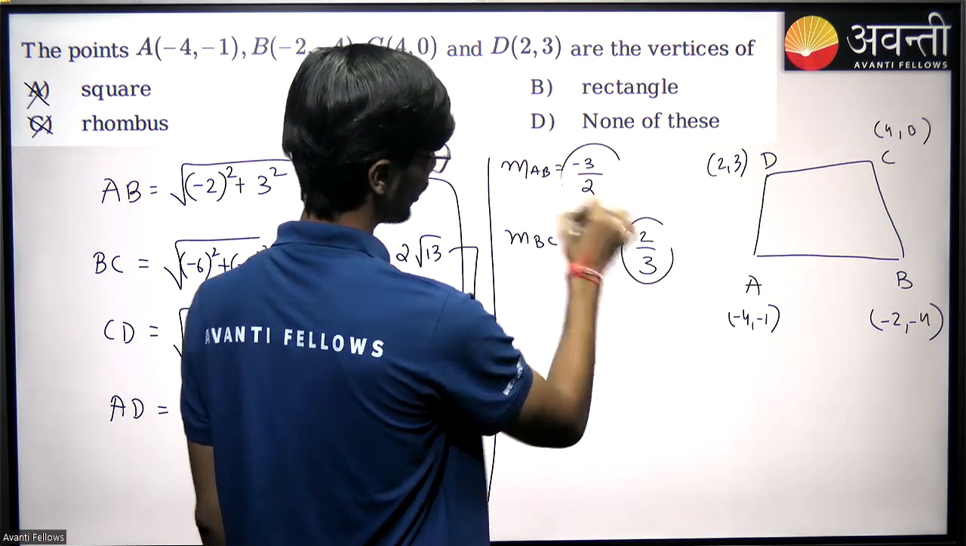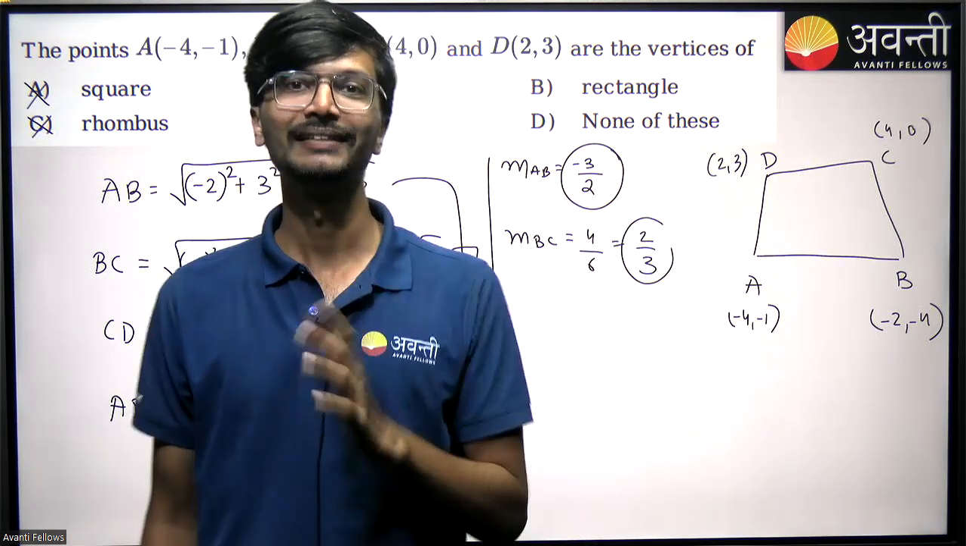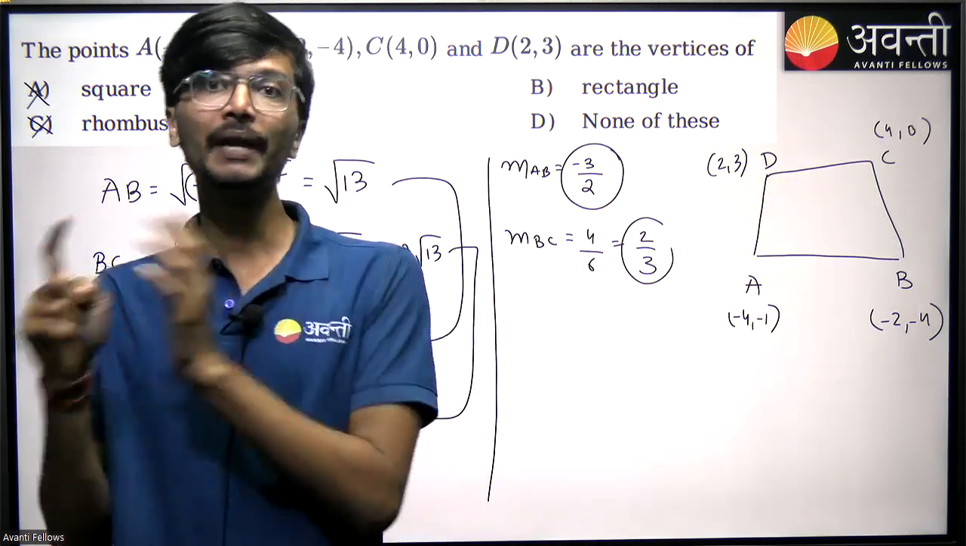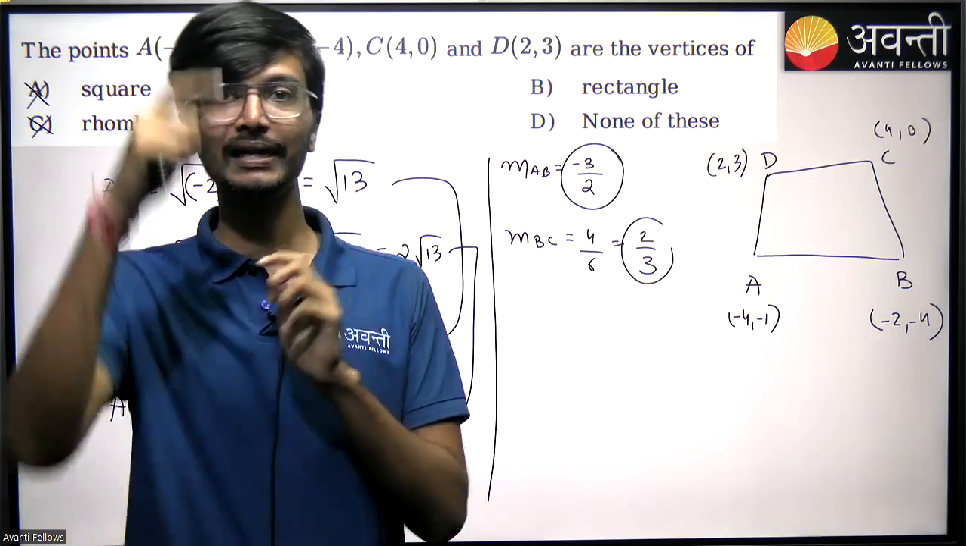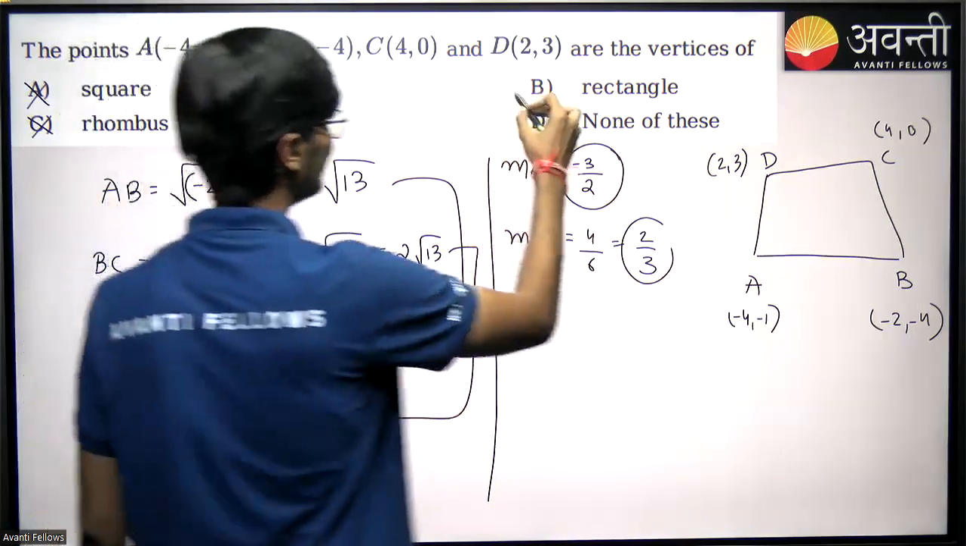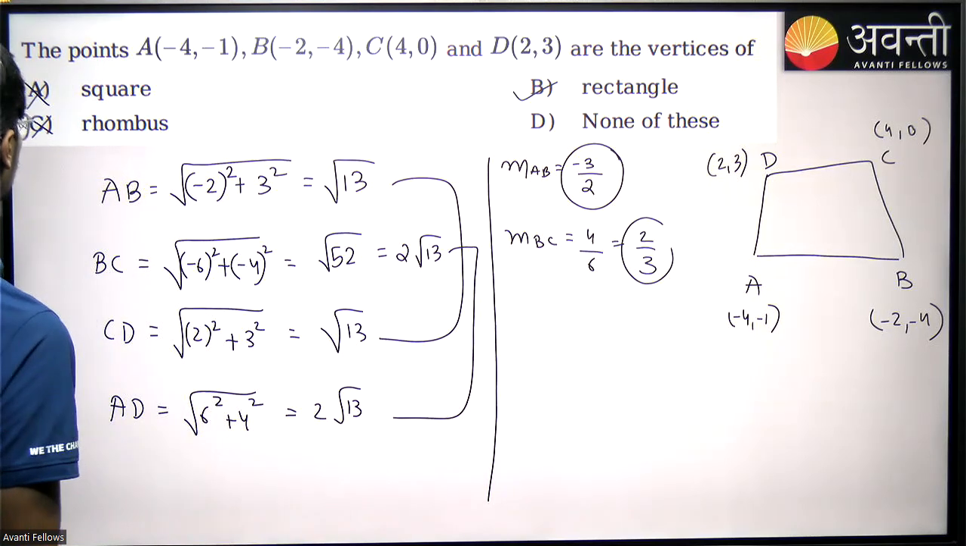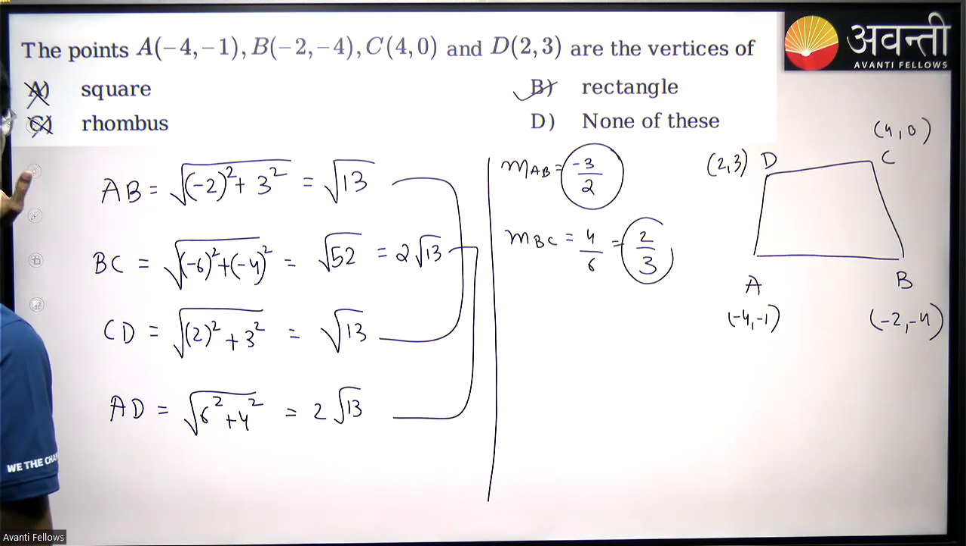As you can see, the product of these slopes is minus 1. That means the adjacent sides are perpendicular. If adjacent sides are perpendicular and opposite sides are equal, that means it is a rectangle. Let's see the next question.